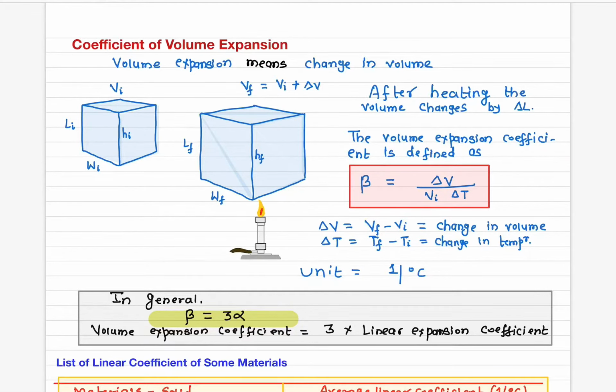The volume expansion coefficient is defined as the change in volume per unit original volume per unit change in temperature. So the change in volume divided by the original volume divided by delta T is called the volume expansion coefficient, and it is denoted by beta. Remember, delta V is the change in volume, which is the final volume minus the initial volume. Delta T is the change in temperature, which is TF minus Ti.